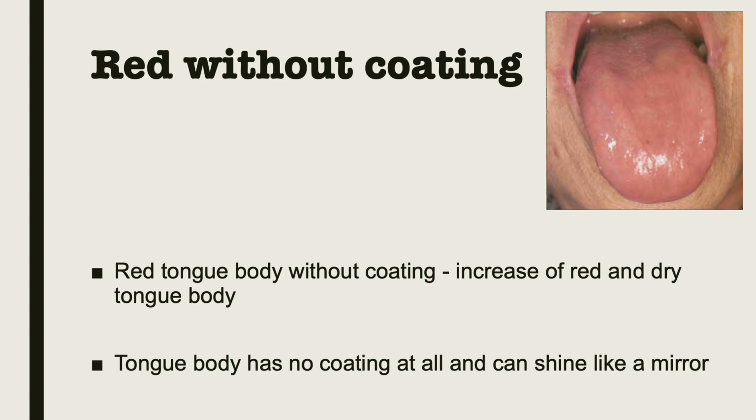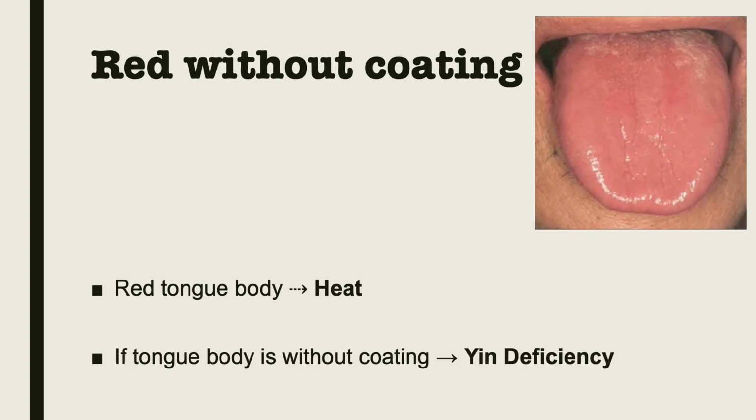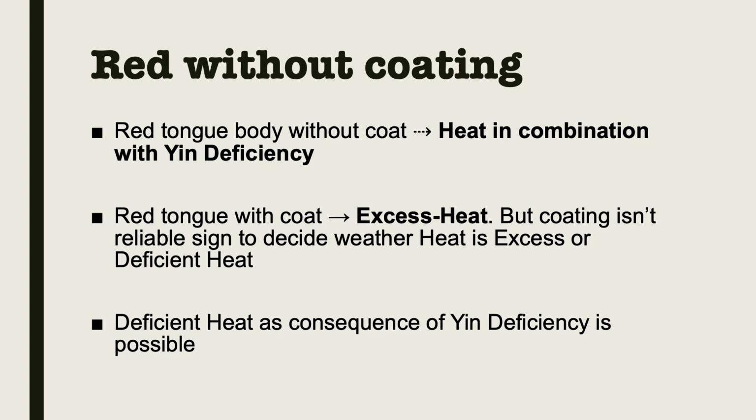The red tongue body without coating can be seen as an increase of the red and dry tongue body. The tongue body has no coating at all, and it can shine like a mirror. The red tongue body points to heat. If the tongue body is without coating, this is a sign of yin deficiency. A red tongue body without coat points to heat in combination with yin deficiency.